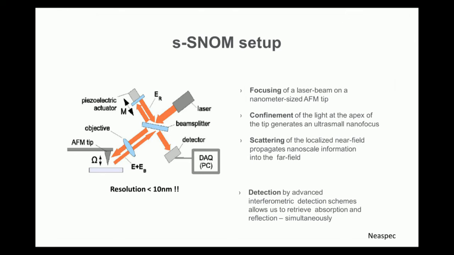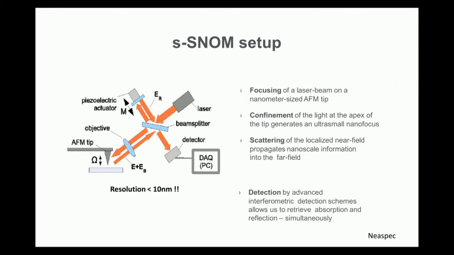This is the previous arrangement, no tip. This is my lens, and it focused the beam here, and you are collecting everything back. So if you don't have the tip, you are doing simply normal spectroscopy, and your resolution, meaning from where you collected signal, is only limited by the dimension lambda by 2, limited by the diffraction of your lens, which is always lambda by 2.